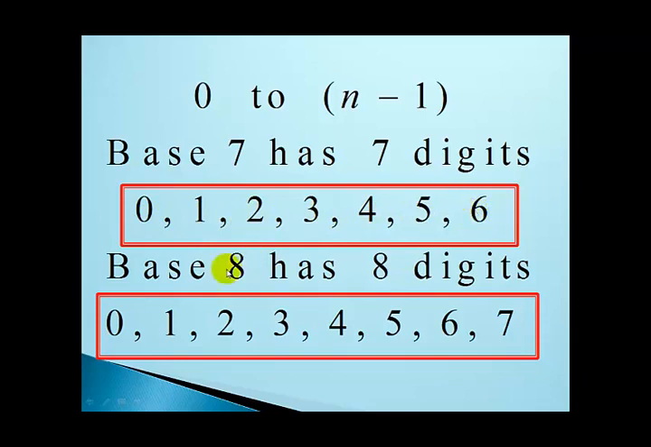Now base 8 has 8 digits, starting from 0 to n minus 1, that is 7. So we have 0, 1, 2, 3, 4, 5, 6, 7.